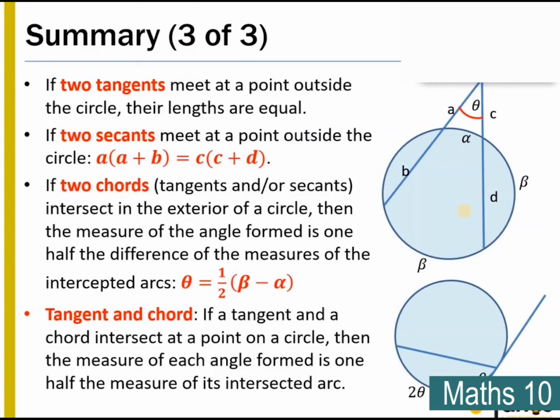If two secants meet at a point outside the circle, then A times A plus B equals C times C plus D. If two chords, tangents and/or secants intersect in the exterior of a circle, then the measure of the angle formed is 1/2 the difference of the measures of the intercepted arcs. So theta is a half of beta minus alpha. Tangent and chord: if a tangent and a chord intersect at a point on a circle, then the measure of each angle formed is 1/2 the measure of its intercepted arc. So in this case, theta is 1/2 of the measure of this arc here.